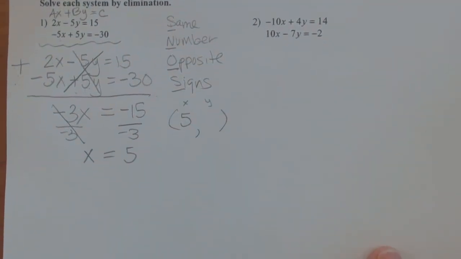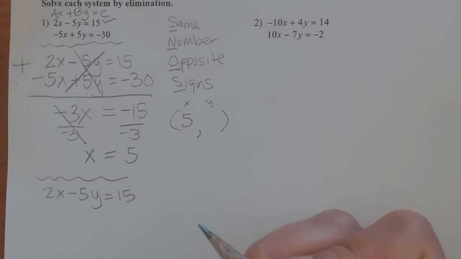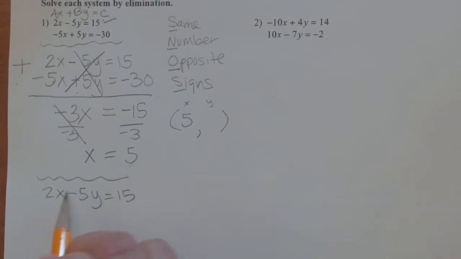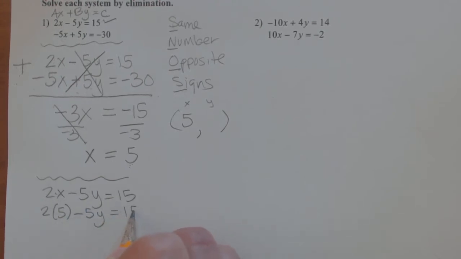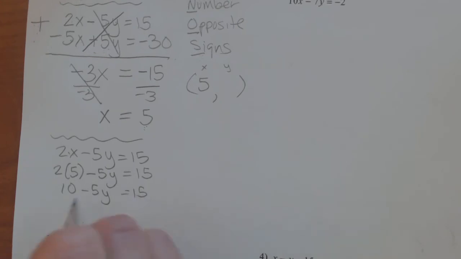Solving for the y value, we're going to choose one of the equations. I usually just like to go back to that first equation, so I'm going to write it down. 2x minus 5y equals 15. And we're going to use substitution. We know our x is 5, so in place of the x, we're going to put 5. 2 times 5, because remember that's multiplication, minus 5y equals 15. We're going to multiply our 2 and 5, which gives us 10 minus 5y equals 15.